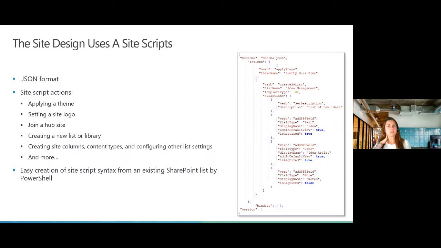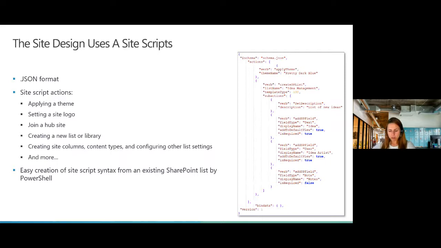And the site script is a JSON format, so it's a JSON file. And you can do different actions with the site script. You can apply themes, you can set logos, you can join hub sites, you can create new lists or libraries and other stuff. There is also an alternative to the site scripts. You can also do all the stuff, creating templates and applying themes, with PnP provisioning, if you want to do that. But you can also use site scripts. Or you can also work with Microsoft Flow and site scripts.